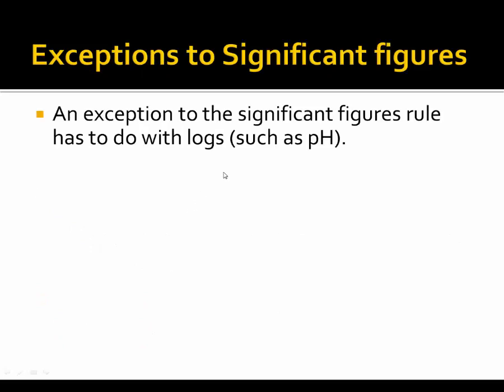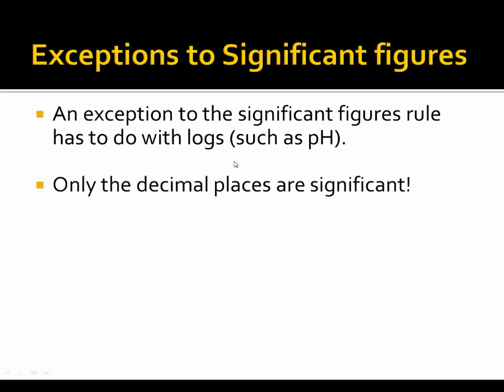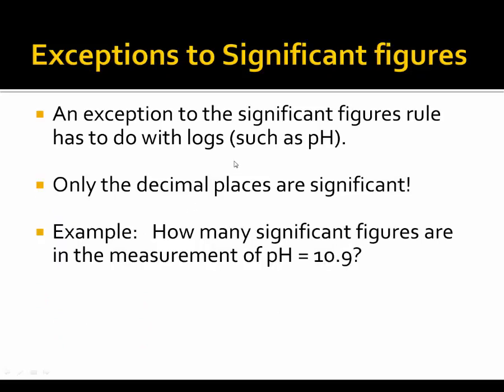So, exceptions to significant figures. pH is an exception to the rule. Only the decimal places are significant. So in other words, how many significant figures are in the measurement? pH equals 10.9, 1. There's one significant figure here.